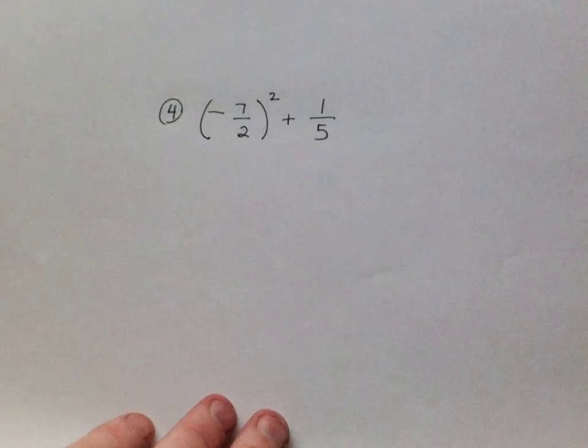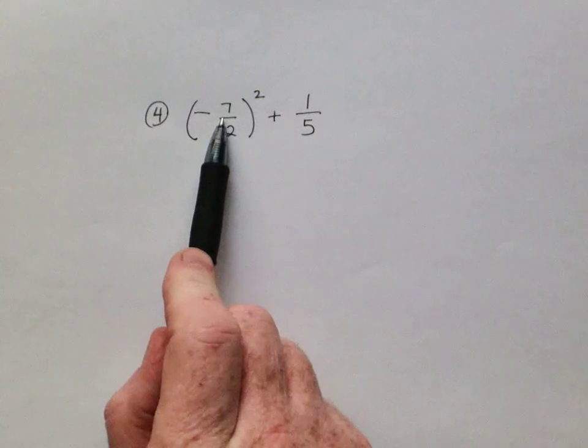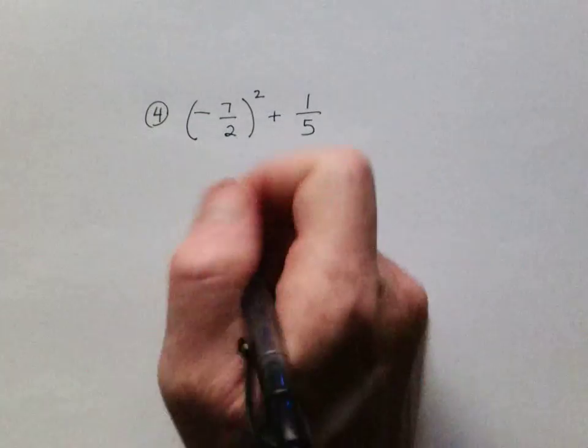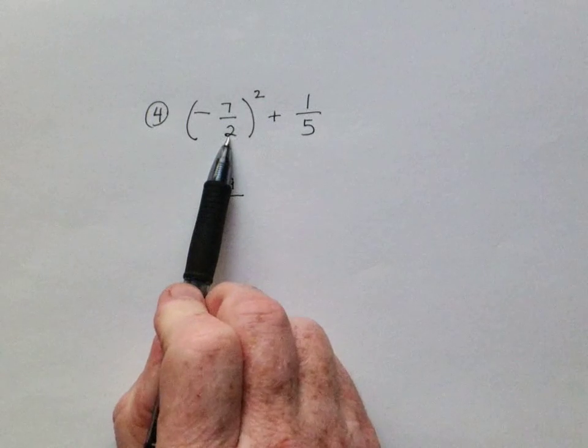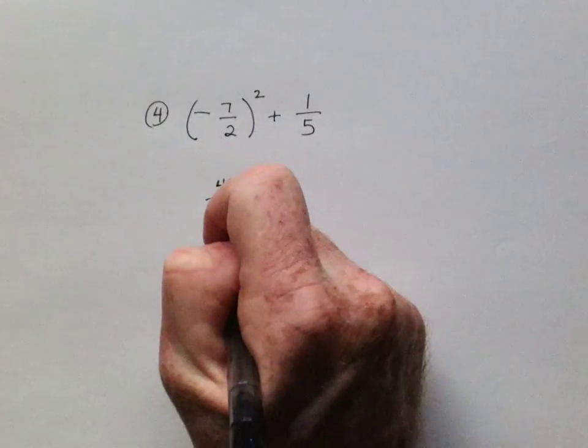On to number 4. So we need to do exponents first. So that means that this, which is a -7, needs to be squared. A -7 times -7 would be +49. But this is also in the parentheses, so the 2 also needs to be squared. And a 2 squared is 4.